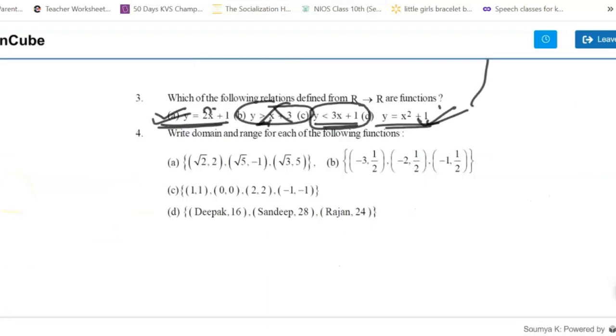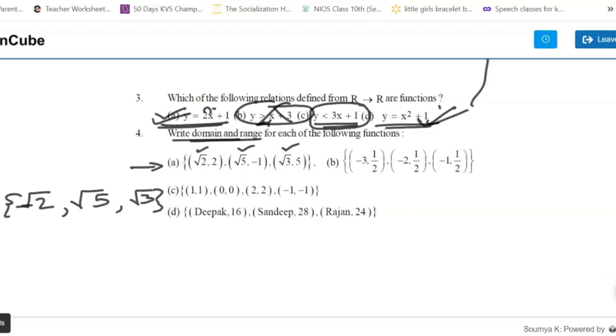Next question says, write the domain and range for the following functions. So this is a given function, you have to find the domain and range. For the first question A, the ordered pairs are given to you. So domain is square root 2, square root 5 and square root 3. If you take the range, it will be 2, minus 1 and 5. So this is for the A question.